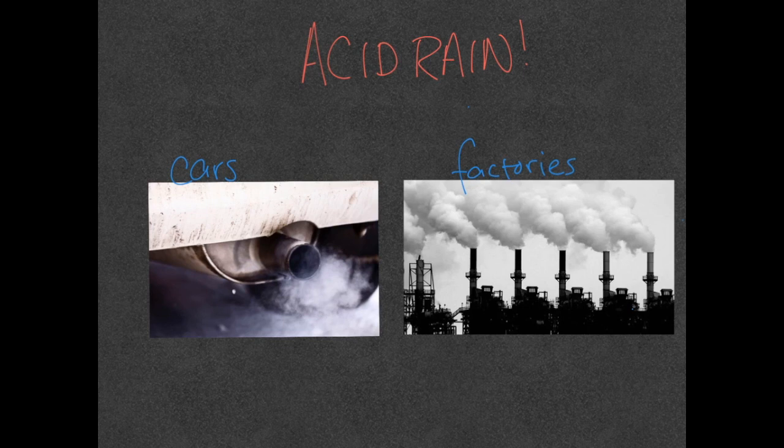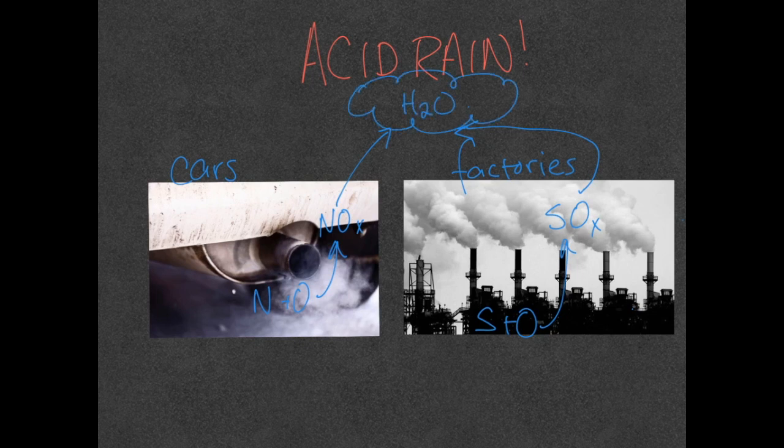In the case of cars, the nitrogen inside the fuel will combine with the oxygen to create nitrogen oxides. In the case of factory, the sulfur inside of the coal combines with the oxygen to create sulfur oxides. The X after the oxygen just means it's a variable, so it could be 1, 2, or 3 oxygens mixed with each sulfur. The nitrogen oxides and the sulfur oxides will now travel up, and then they will go into the clouds where they combine with the water to create acids. This will then come back down onto the earth in the form of acid rain.